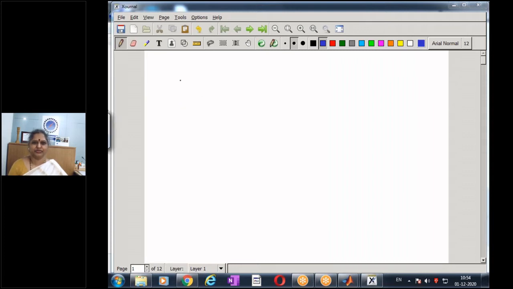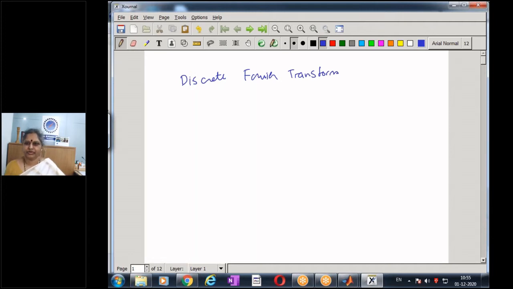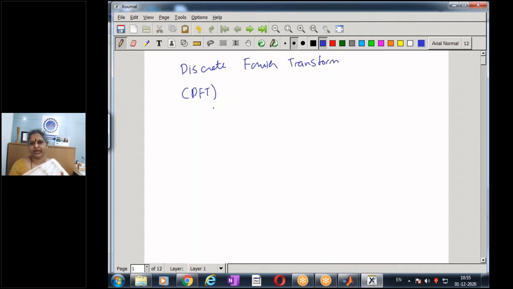This is the first module in the topic on discrete Fourier transform, also represented as DFT. This is one very important concept that is required for understanding discrete time signal processing, or the way the discrete time signals work.